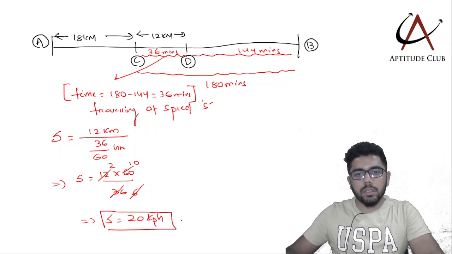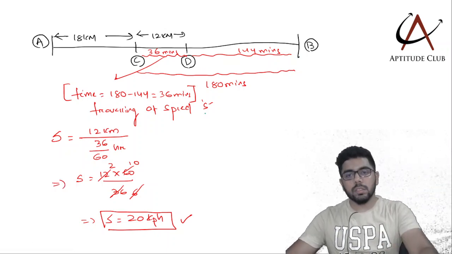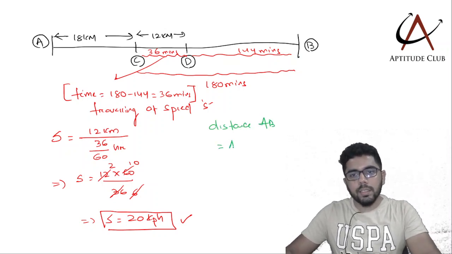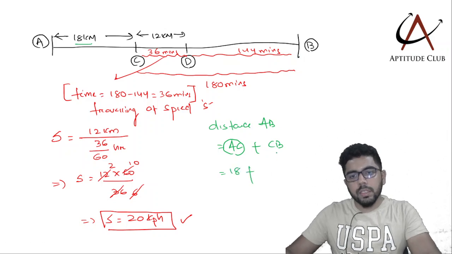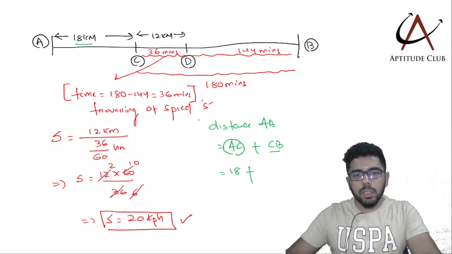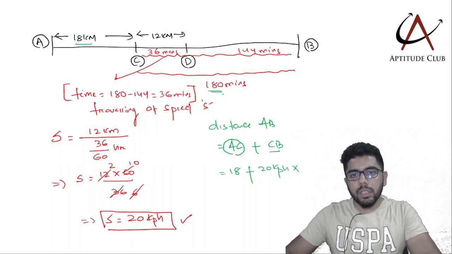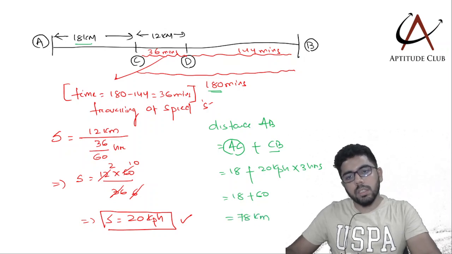So first part of the answer is done. This is the normal speed of the car. Then I need to calculate the distance. Now the distance AB, I can write it as AC plus CB. AC distance was given in the question as 18. So this I'll write as 18. This distance CB, C to B, the speed is 20 kilometers per hour. And the time taken to travel it is 180 minutes, which is 3 hours. So 18 plus 60. So total distance AB is 78 kilometers. I got the second part.